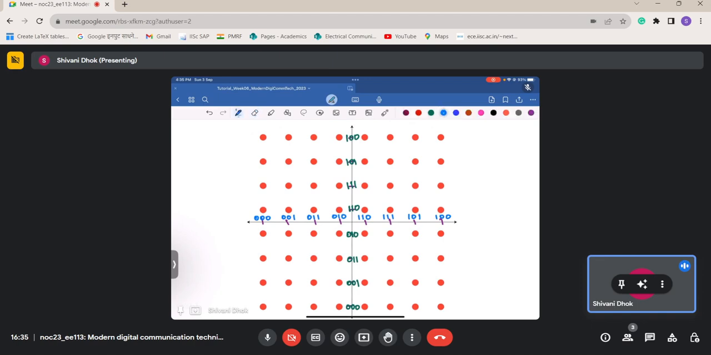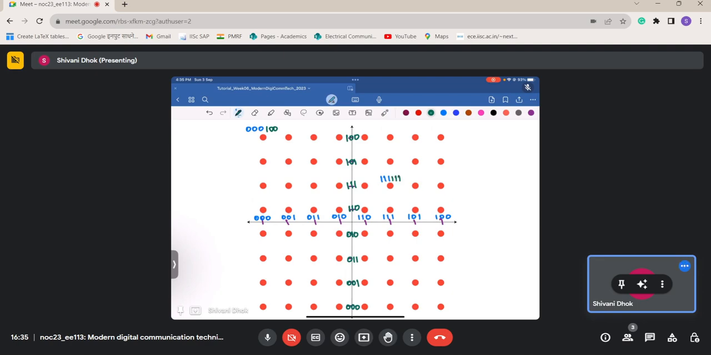So the first 3 bits will correspond to this axis, and the next 3 bits will correspond to this axis. So here we have 000, and the corresponding one for the vertical axis is this, that is 100. Then similarly, if we look at this point here, for the horizontal axis it is 111, and for the vertical axis again it is 111.